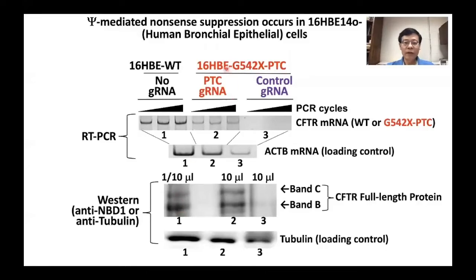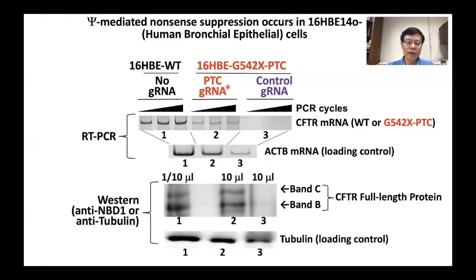Then in the mutant cell line, the endogenous CFTR gene has a PTC at this position 542. Now, we transfected the cells with either control guide RNA or PTC-specific guide RNA, and then we measured the messenger RNA level and the protein level. And again, in this lane, when we introduced the control guide RNA, no messenger RNA was detected, and no full-length protein was detected either.